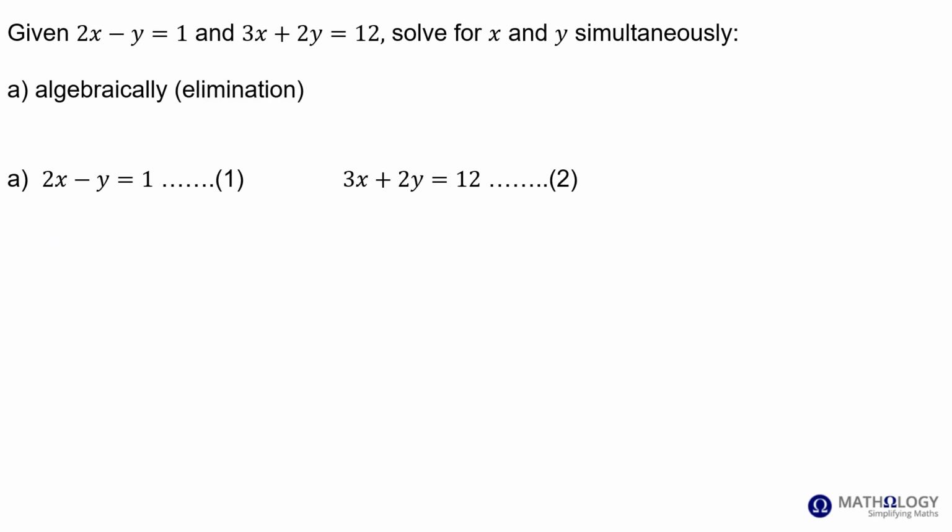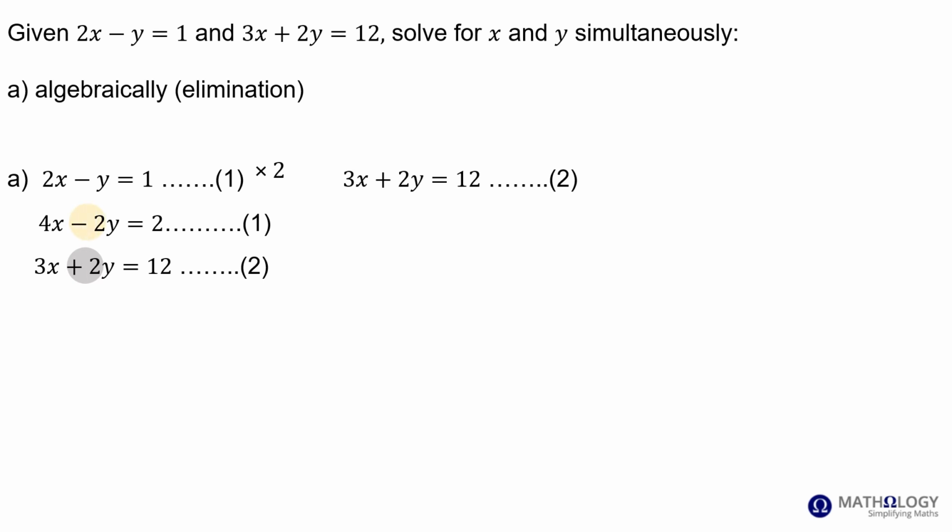Using the second method of elimination, we will sometimes need to manipulate either one or both of the equations, such that one of the variables can be eliminated either by adding or subtracting the terms of either equation. In this case, we will multiply the first equation by 2, such that the coefficient of y in either equation is similar. By similar, we mean that the numerical value of the coefficients are the same, but the signs are different. In other words, 2y versus minus 2y.